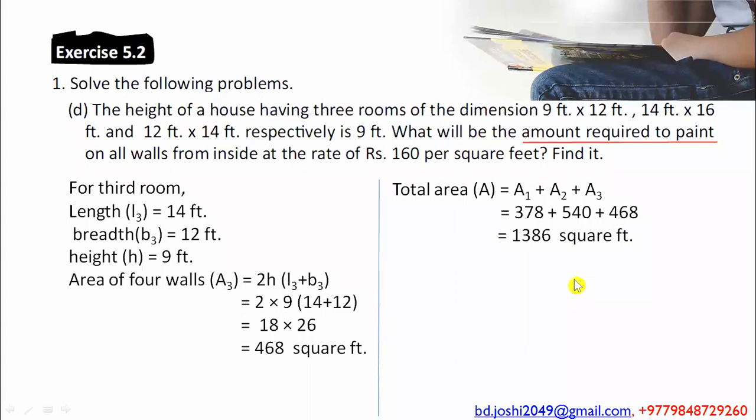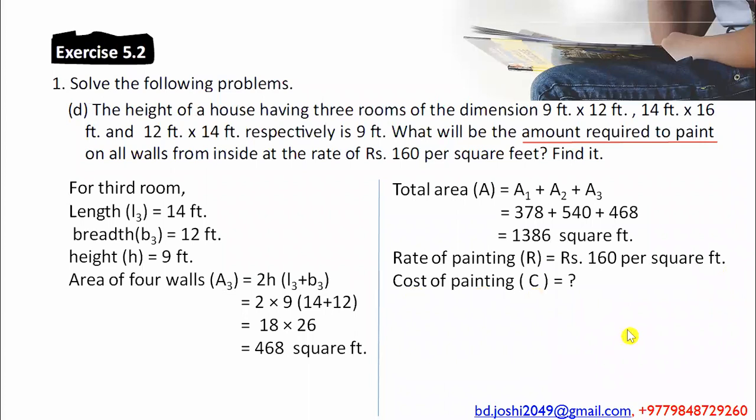So for that, write given things. Rate is rupees 160 per square feet, and we have to find out the cost of painting. And we have formula: cost is equal to area into rate. Multiply these two. 1386 into 160. It is 2,21,760 rupees. This is the total cost of painting all walls of the given room. So I think there is no confusion in it. No, sir.